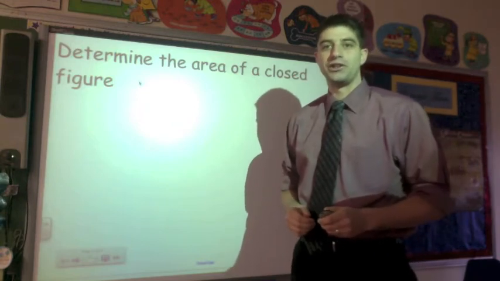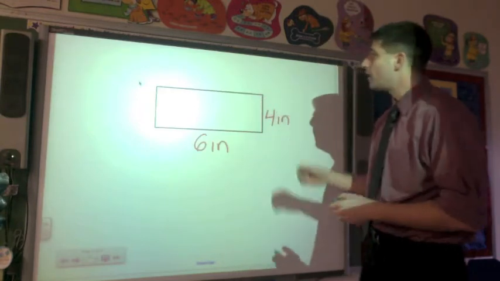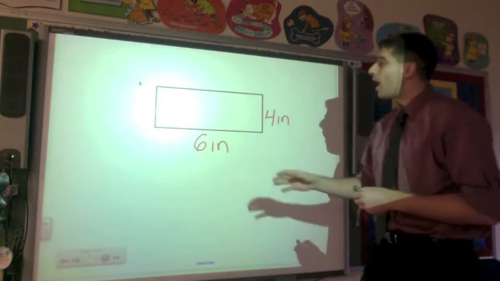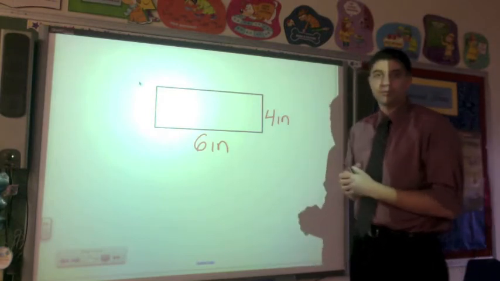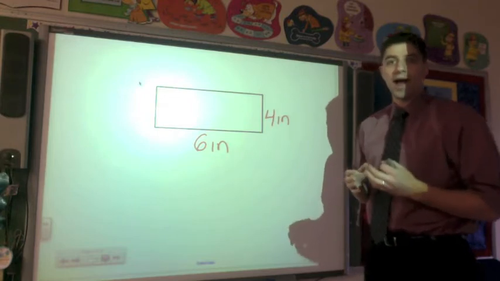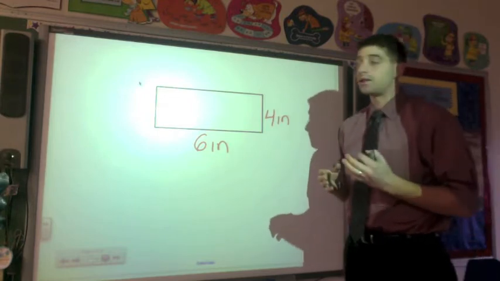Today, we're going to determine the area of a closed figure. Let's take a look at our first example. Here I have your standard rectangle. I labeled 6 inches as our length and 4 inches as our width. And to find the area, all we have to do is multiply length times width.